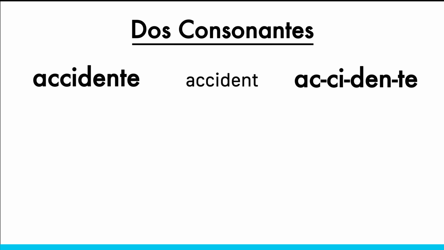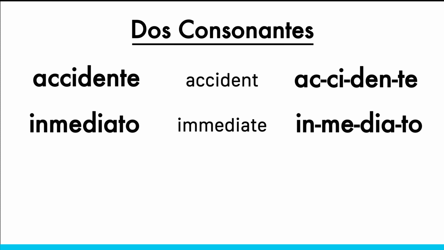We also have a structure when we have two consonants next to each other. One letter belongs to one syllable and the other belongs to the next syllable, as in these examples. Accidente. You can see the letter C is divided. One goes with the letter A and one goes with the letter I. Accidente. We also have inmediato.